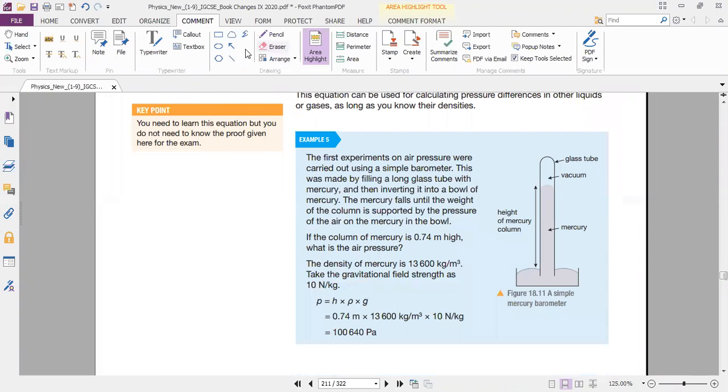There is another simple math. It is solved here in example 5. You can easily find out the pressure using the h rho g formula. Here h is given as 0.74 meter. Density of mercury is given as 13,600 kg per meter cube, and gravitational field strength g is 10 always. So it is 100,640 Pascal.